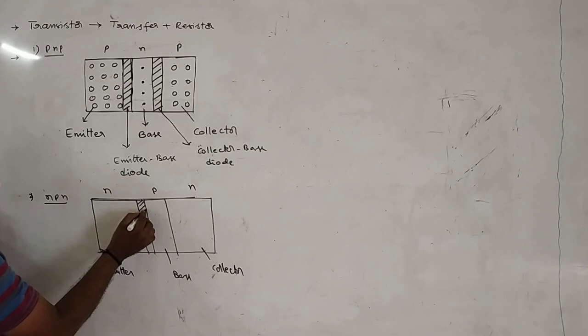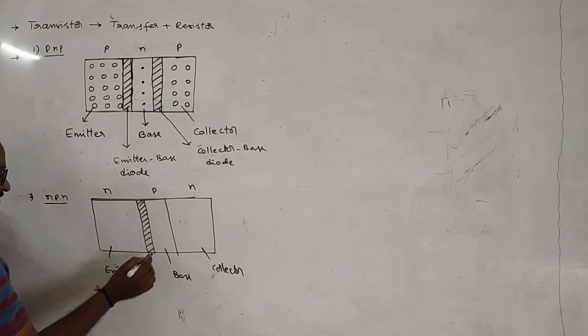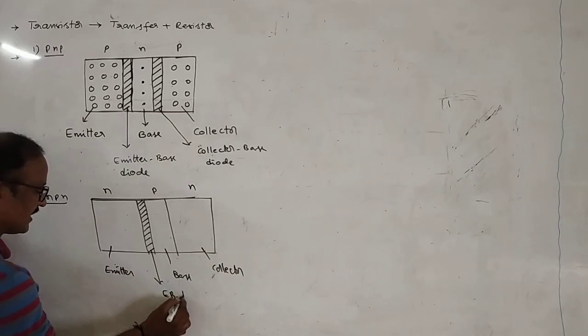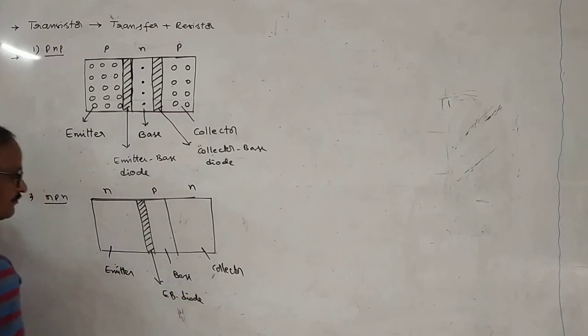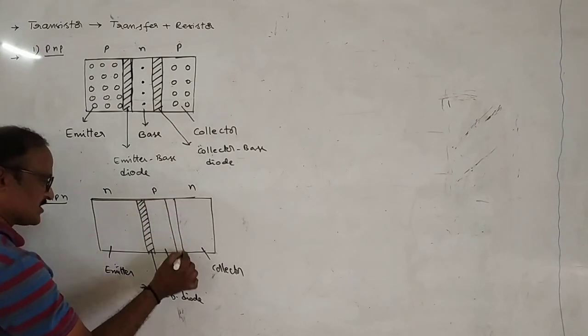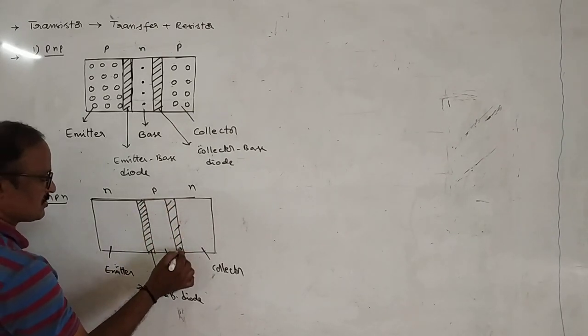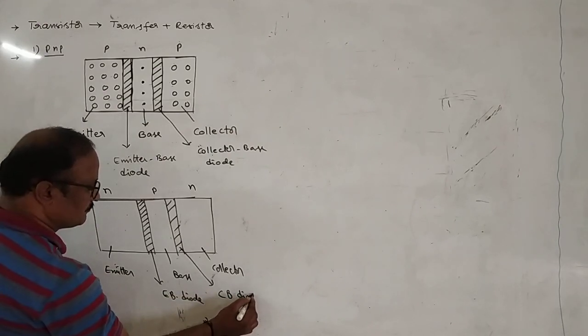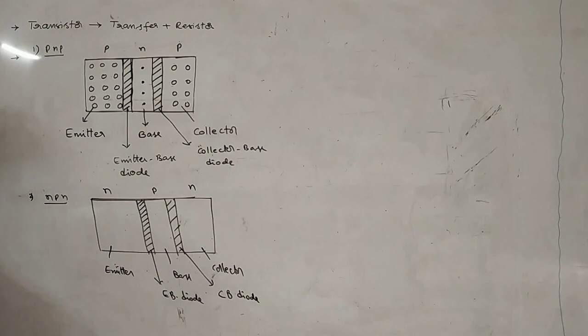This PN junction diode lying between the emitter and base is why it is called the emitter base diode. Also, between the p-type and n-type materials on this side, there is another diode which is called the collector base diode. Okay, now the collector base diode.